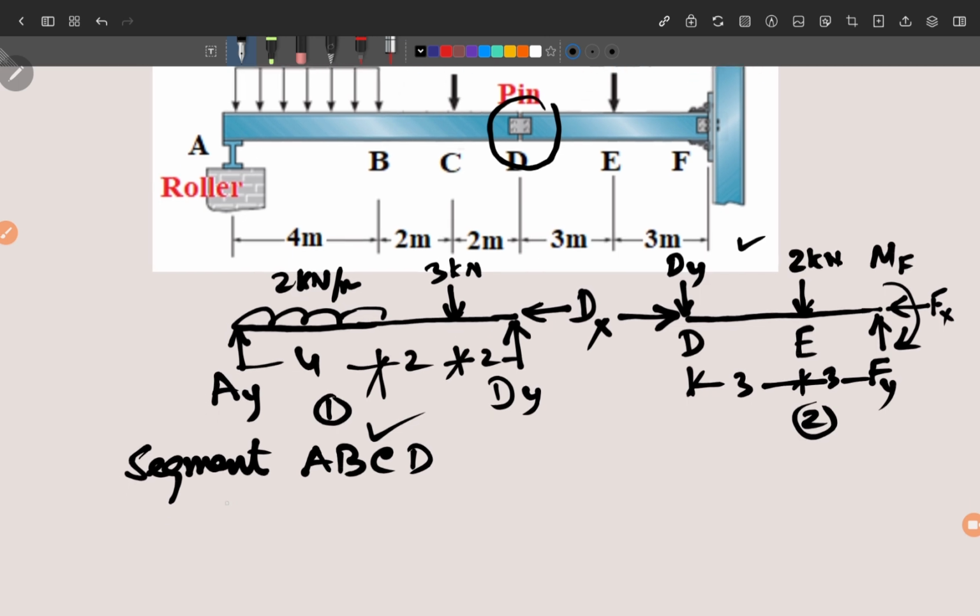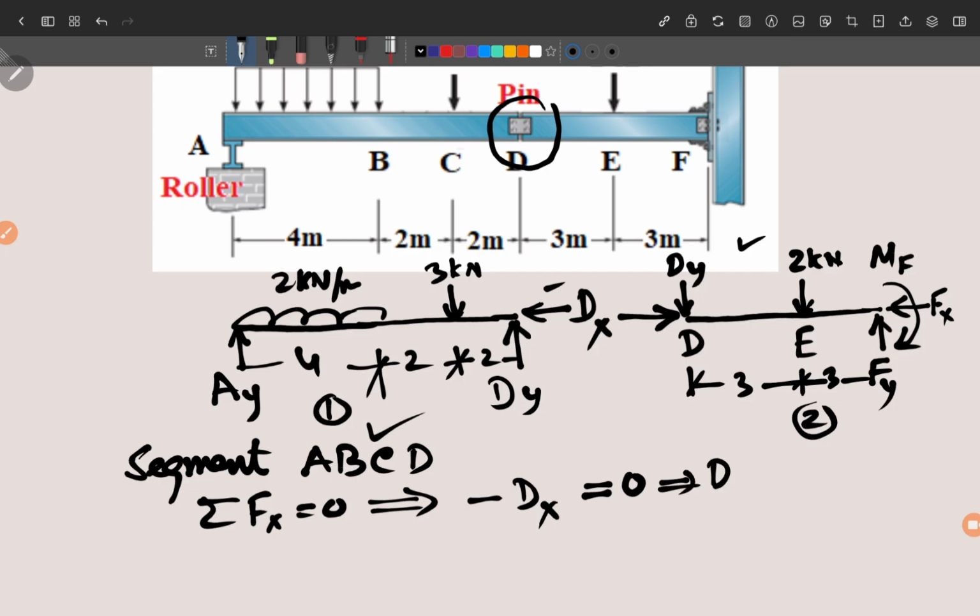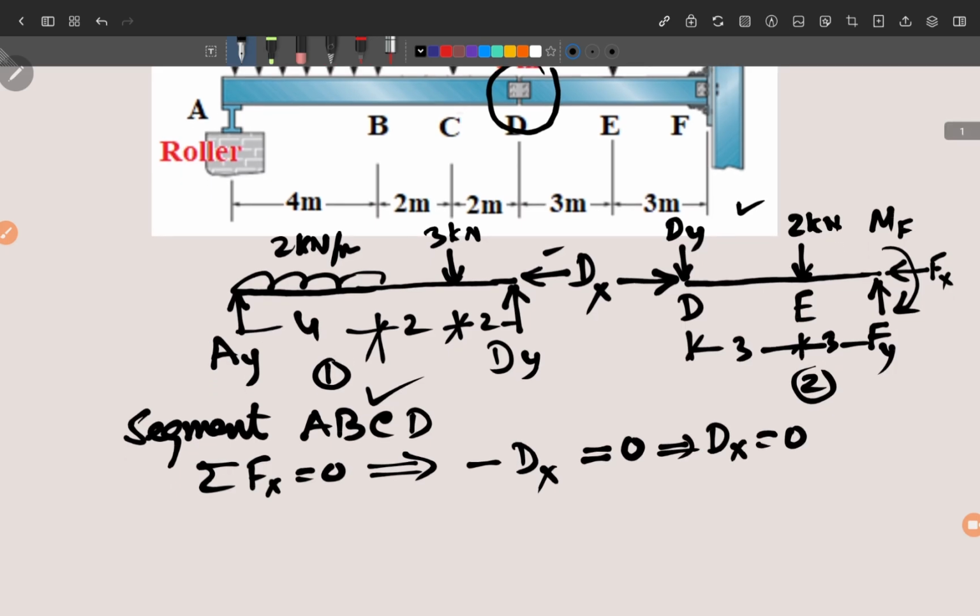So we can calculate sigma Fx equal to 0. And if you look here, in the horizontal direction for this part, there is only Dx, which is shown in the left hand direction. So we can say minus Dx, and there is no other horizontal force. So for equilibrium, this will be equal to 0. And this says that your Dx is 0. Then we write the equilibrium equation in the y direction, that is sigma Fy is equal to 0.